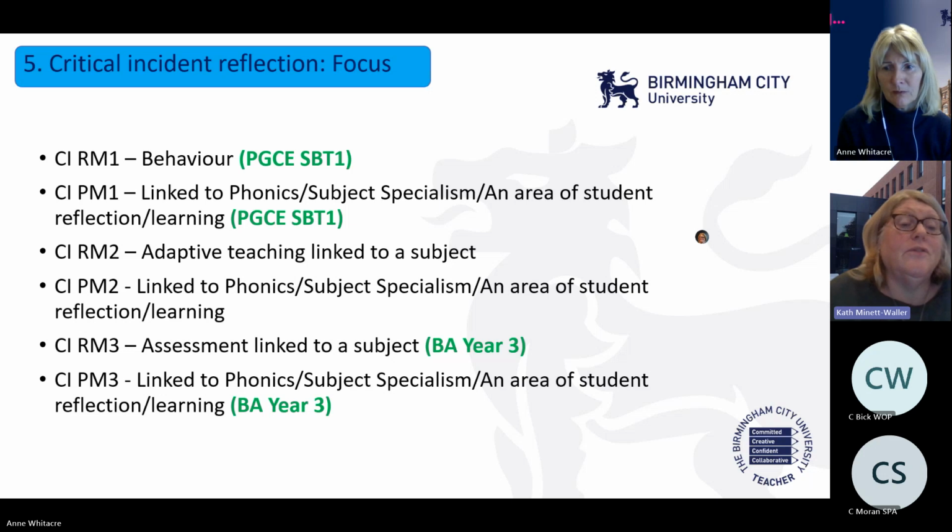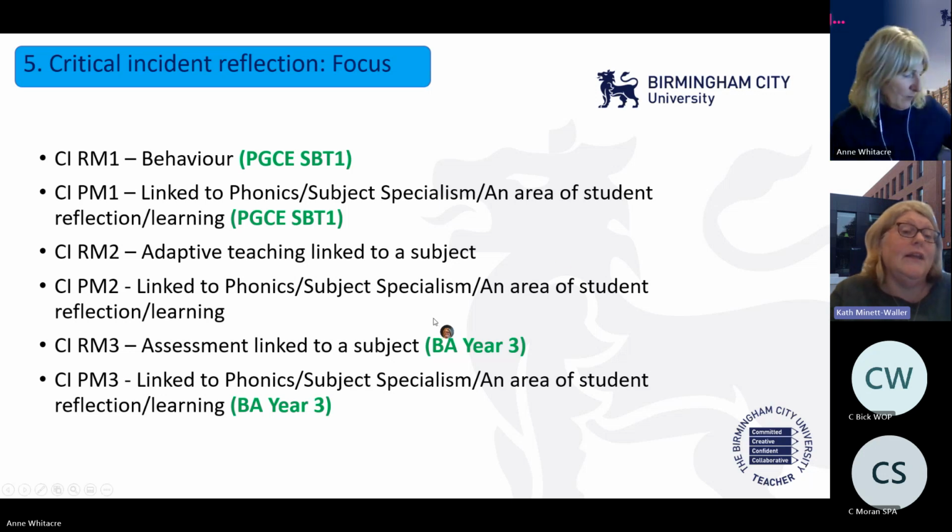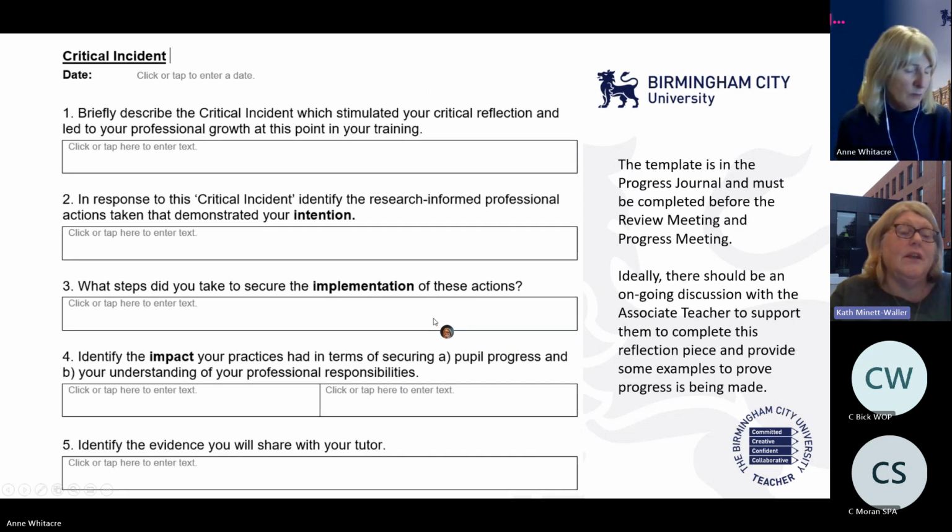So current year, this would be linked to current year 3s out on school placement. So looking at assessment linked to a particular subject, and then again a subject specialism or an area of interest reflection. So linking it again to targets really, so that they can look at those in a little bit more depth. So this is what you would see in the progress journal.